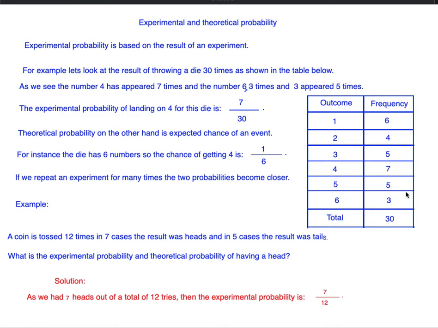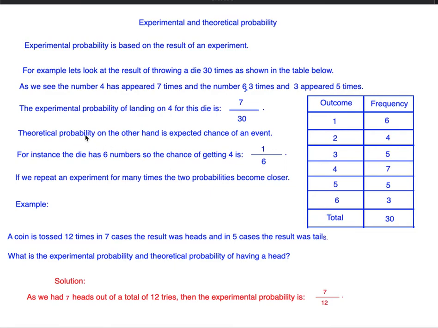Now, we want to see what is the experimental probability of landing, for example, on 4. That is 4, and it has happened 7 times. So, out of a total of 30 times, 7 times it has landed on 4. So the experimental probability of 4 is 7 on 30. That's how we write it, as a fraction.